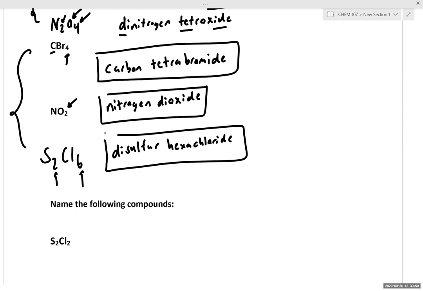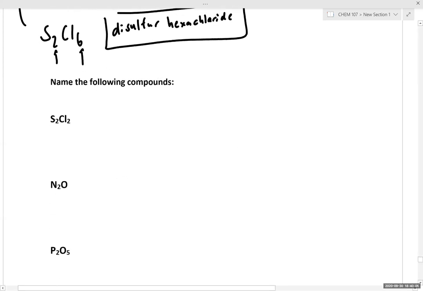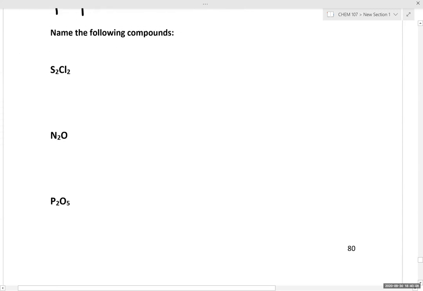Yes. Perfect. Remember, binary covalent compounds contain exactly 2 different nonmetals. Okay, got it. So let's try to name the following compounds. I'll do the first example, you'll do the rest. So we have 2 sulfurs, so we name this as disulfur. We have 2 chlorines, so we name this as disulfur dichloride.